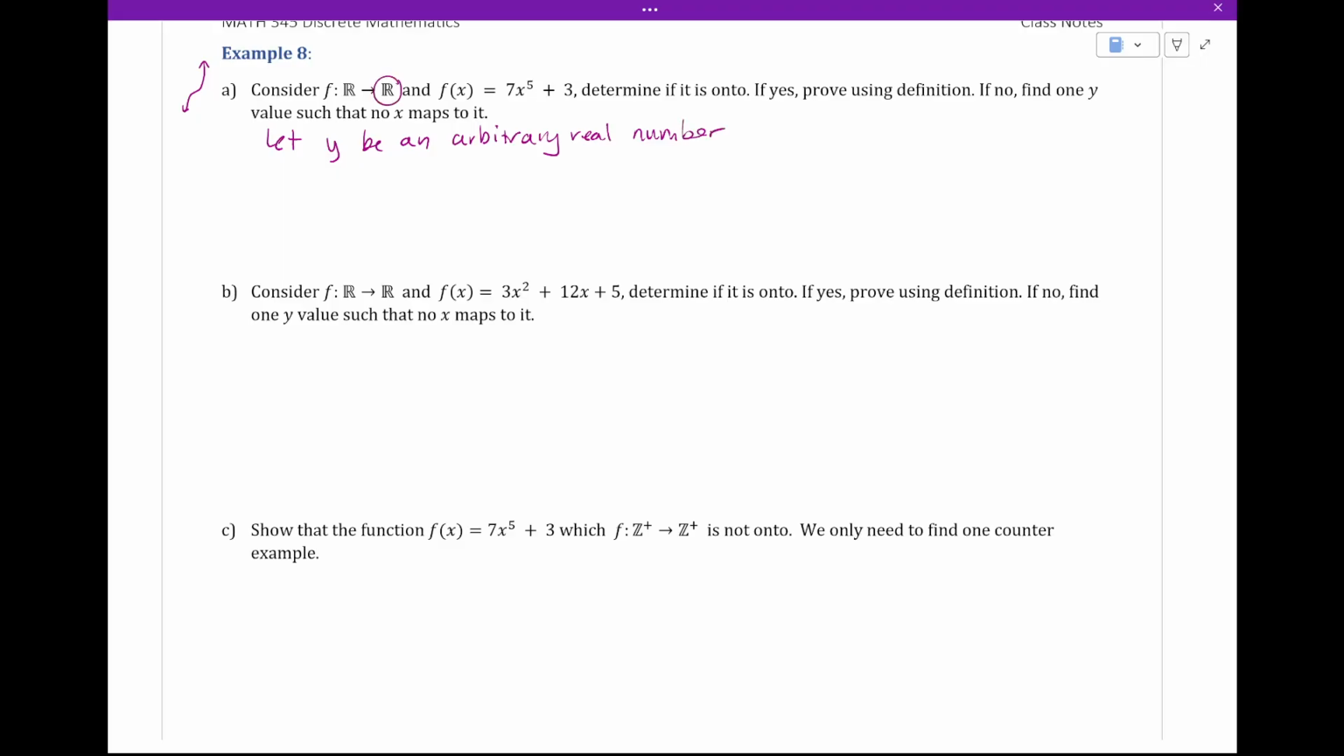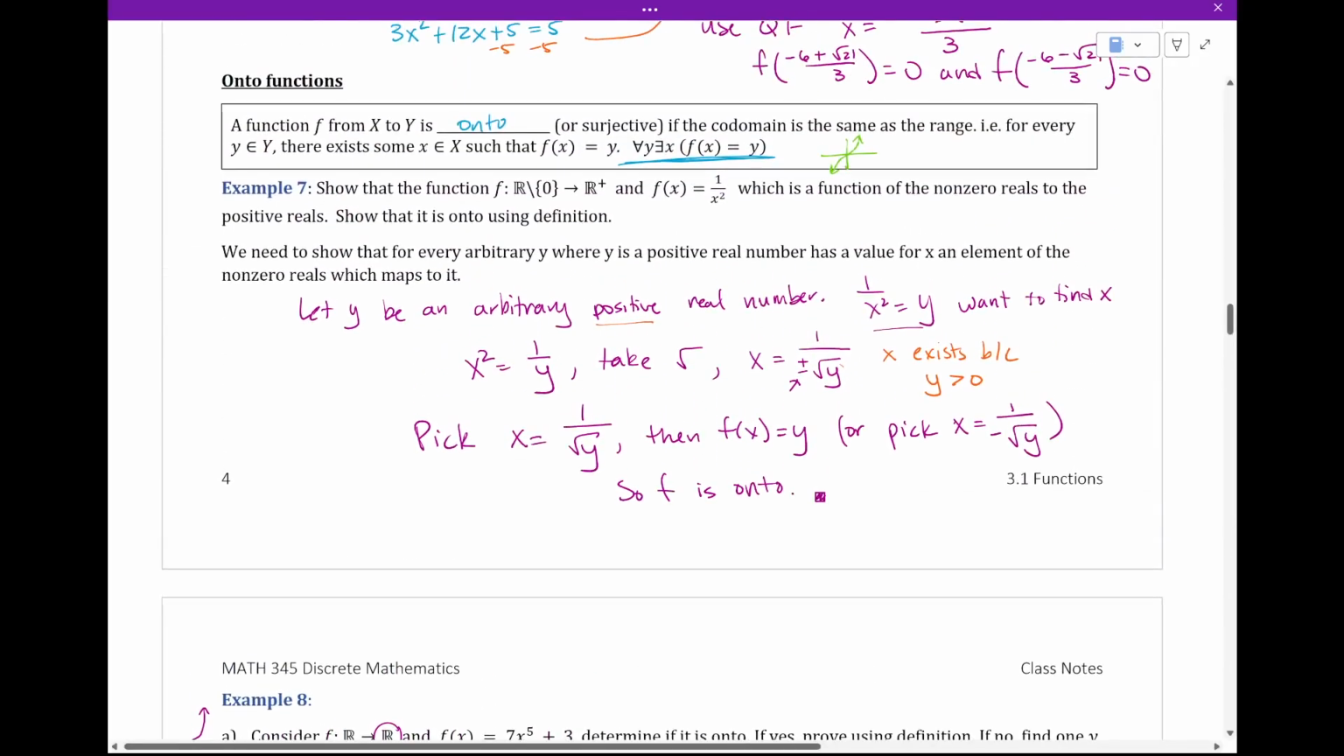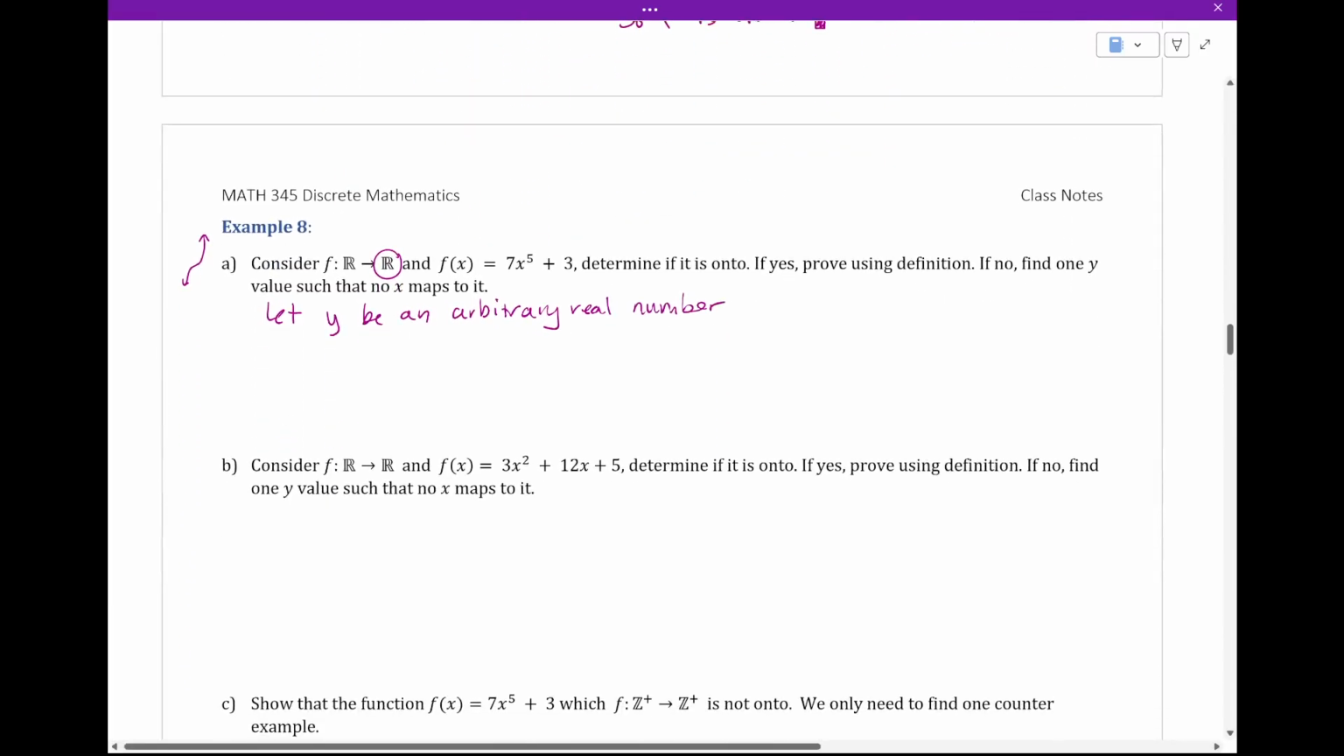So I'm looking at this for deciding what y should be. Before I said positive, and that's because this was positive. So you have to watch out what the stipulations on y are, and that's what I want to put when I'm starting to write my argument. So y is an arbitrary real number. I want to find an x such that 7x to the 5th plus 3 is equal to y. Am I going to be able to do that?